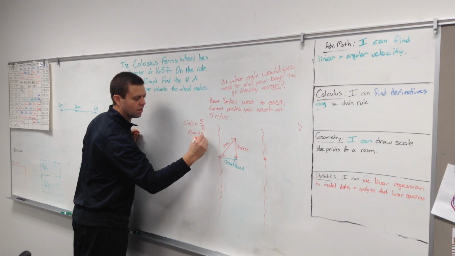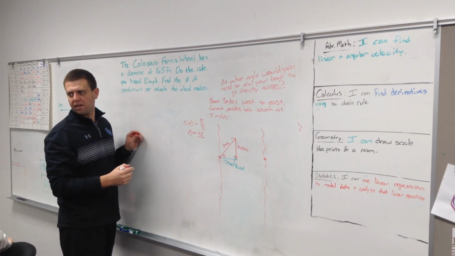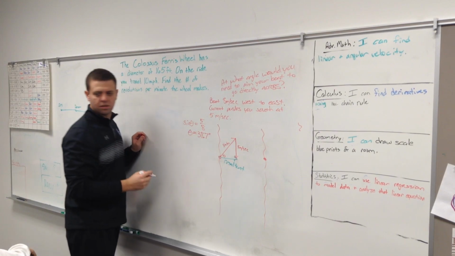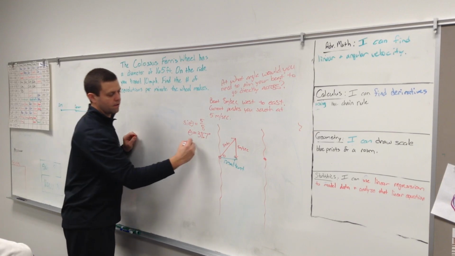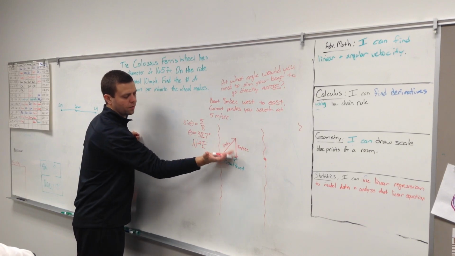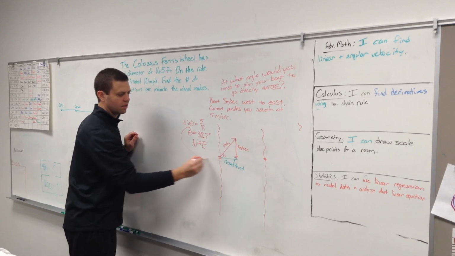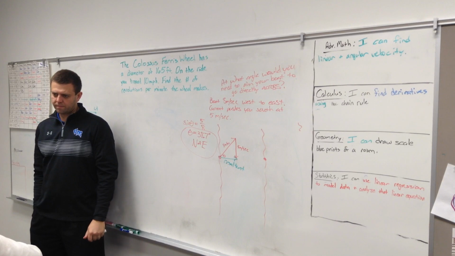38.7. Well, do you want rounded or do you want the real number? We'll just go to the nearest tenth would be fine. 38.7 degrees. What of what? North of east. Okay? You better aim your boat 38.7 degrees north of east if you want to go directly across the river.